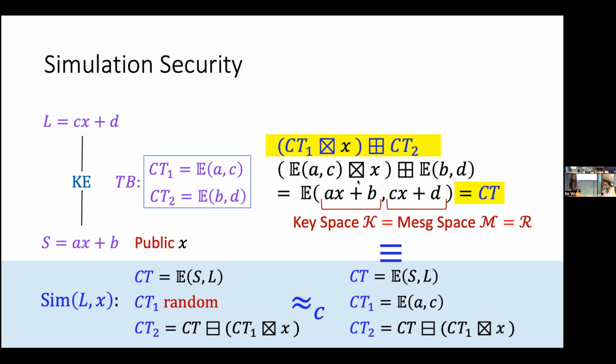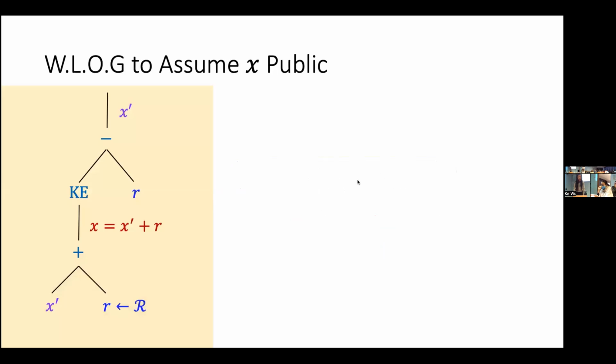So that's our high-level idea for simulation. Now I cheated a little bit before: I assumed in this process X is public, but the X is a Y value that technically needs to be hidden. But this is easy to fix because I can just modify the underlying computation.